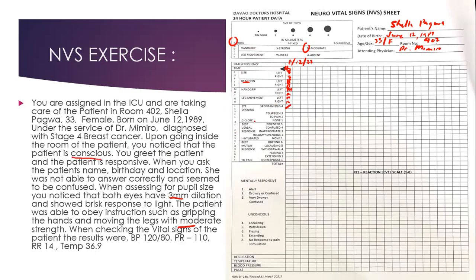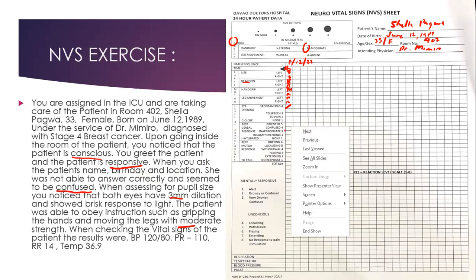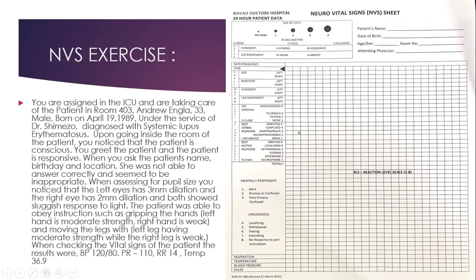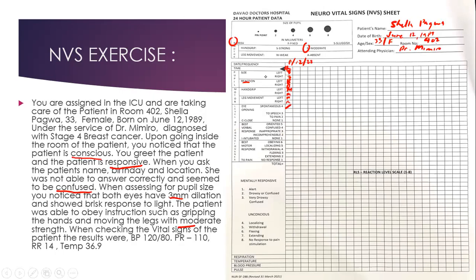4. Then verbal response, the patient is responsive, no? But the problem is the patient is confused in his answer. So the answer is also 4, no? So 4. Okay, 4. And then, how about best motor response? Since the patient can obey, so 6. So what do we have? 14, no?